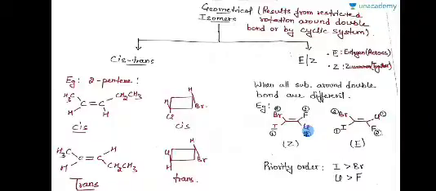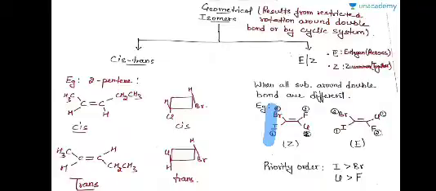Now similarly on the top portion, fluorine and bromine, bromine has a higher atomic number, so bromine will get the priority number 1 and fluorine will get the priority number 2. Now we can see that the groups which got priority number 1 are on the same side of the double bond.